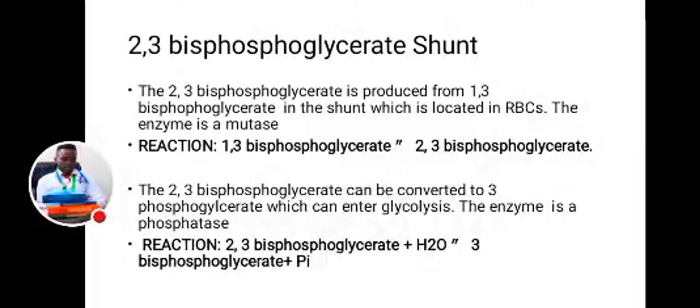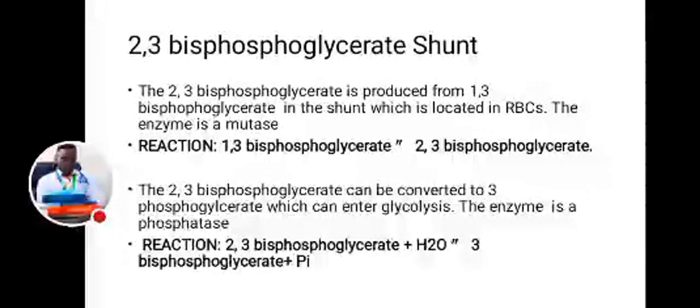So this one is done on reaction number 3, where 1,3 bisphosphoglycerate gives us a yield of 2,3 bisphosphoglycerate. The 2,3 bisphosphoglycerate can later on be converted to 2 phosphoglycerate, which can enter the glycolysis in the cytosol, and the enzyme is a phosphatase. Okay, so the enzyme is phosphatase.